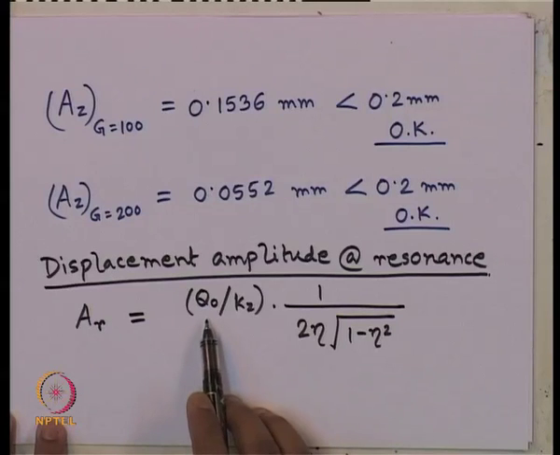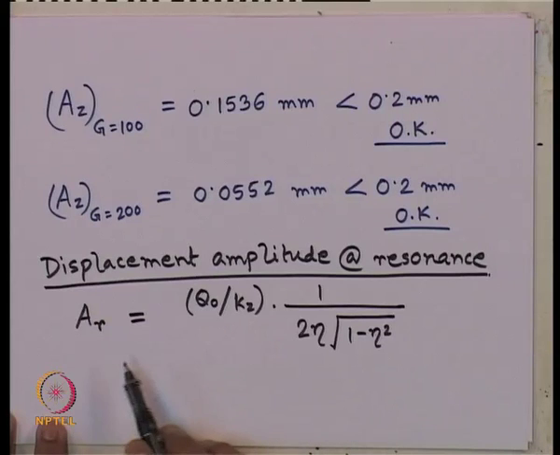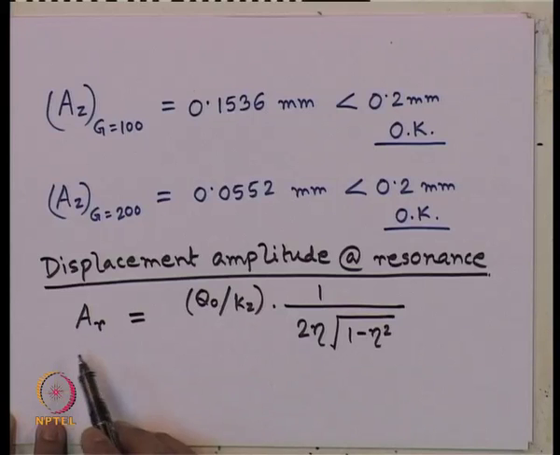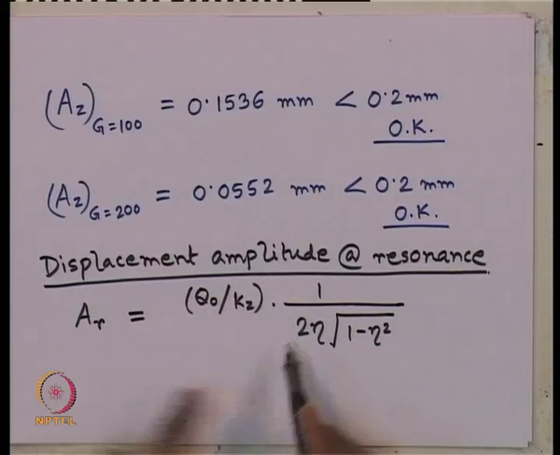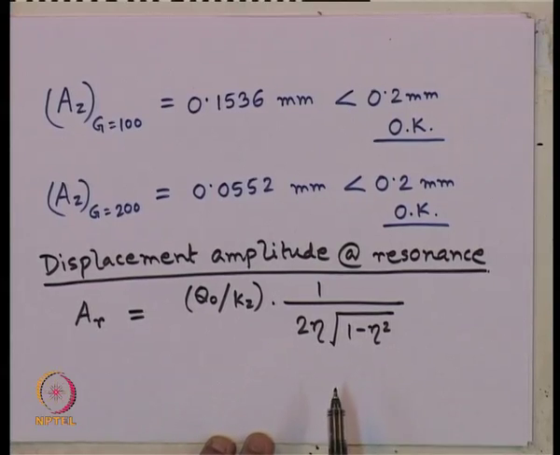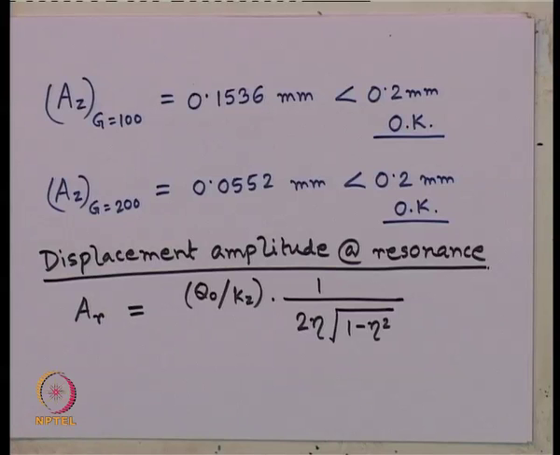How much is the static displacement? This is Q naught by Kz, right. So, we have to multiply this with respect to Q naught by Kz to obtain the component of dynamic displacement. Otherwise, this divided by this is nothing but the maximum DMF, 1 by 2 eta root over 1 minus eta square. So, that way we will get the maximum dynamic displacement at resonance. So, now let us calculate this for 3 different soil conditions.